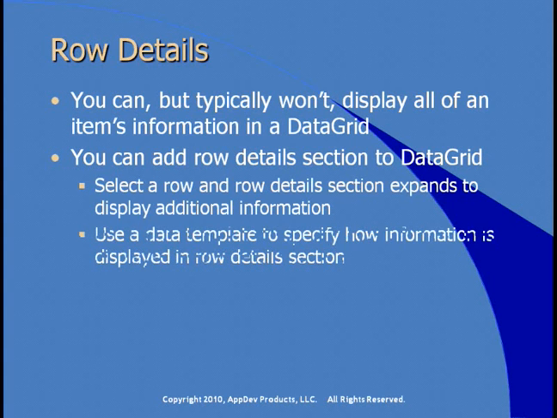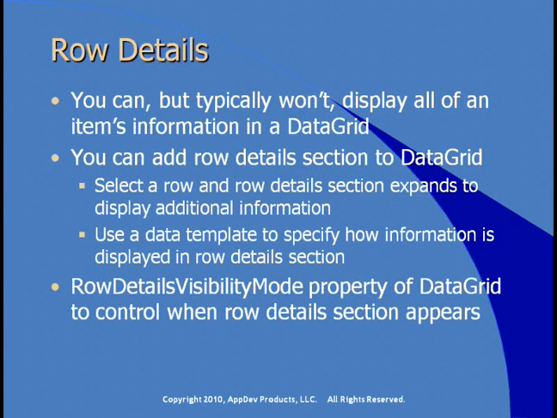And to define what the content is, you can use a data template and specify what information you want to display in the row details section and what it should look like. And then you can use the Row Details Visibility Mode property of the data grid to control when the row details section appears. So you use a data template to control how it appears, and then that property to control when it appears. So let's go look at row details.